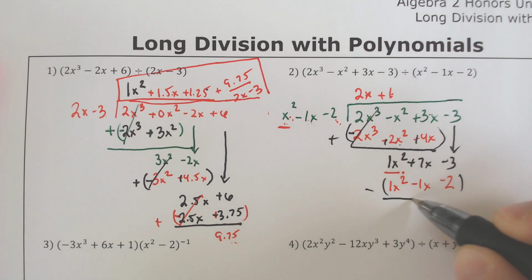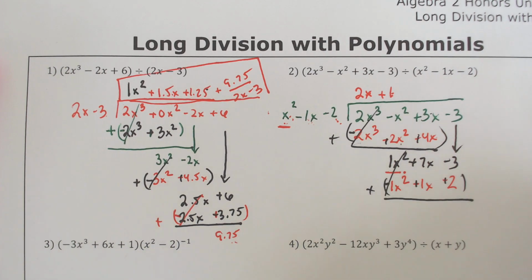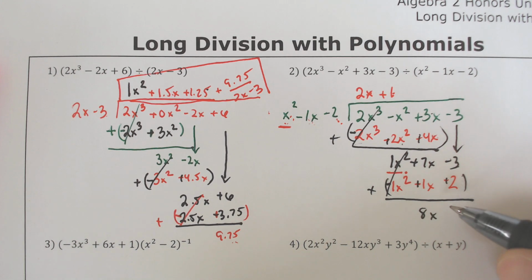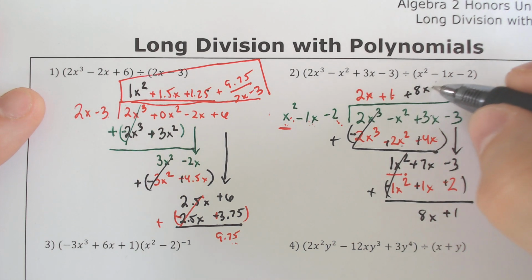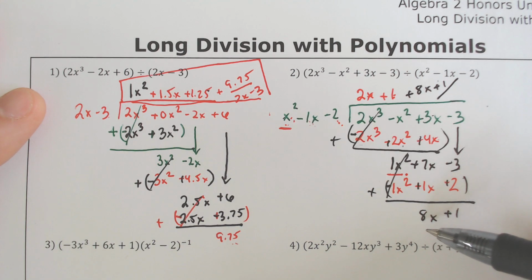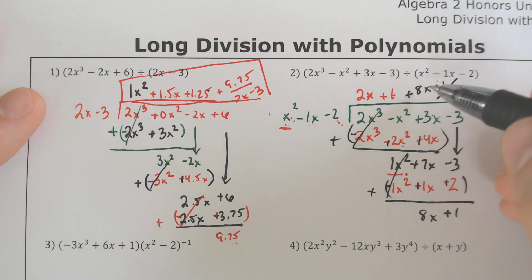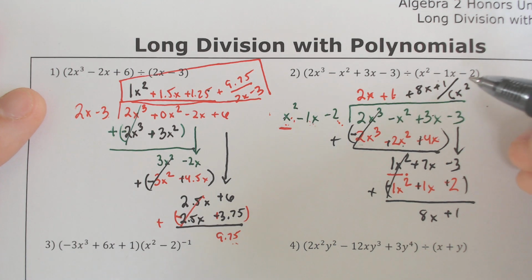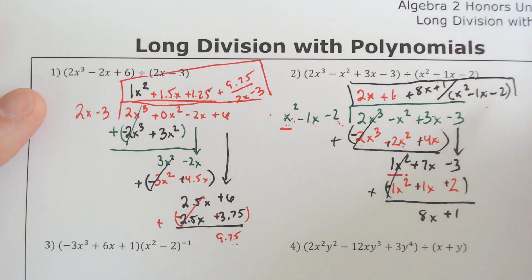Distribute your negative. Change the sign, change the sign, change the sign. Add straight down. First term always cancels. 1 and 7 makes 8x. 3, negative 3, and positive 2 makes positive 1. That, ladies and gentlemen, is your remainder. You know it's your remainder because we have nothing else to bring down, and because x squared can't divide into the 8x, and because we already have our plus 1 here. So we have 8x plus 1 divided by everything. So this would be plus 8x plus 1 divided by x squared minus 1x minus 2. Okay, and that top portion is your answer.